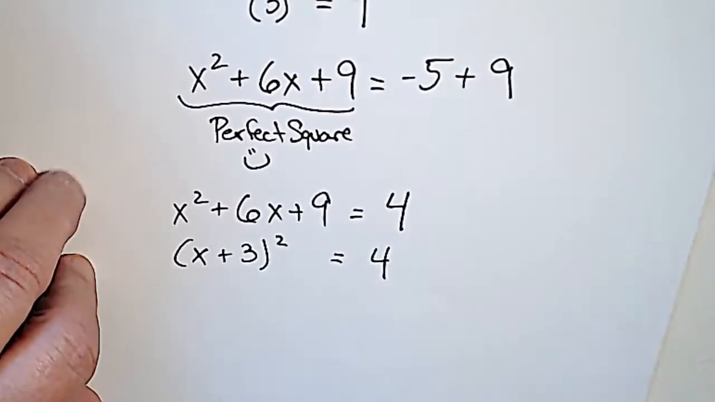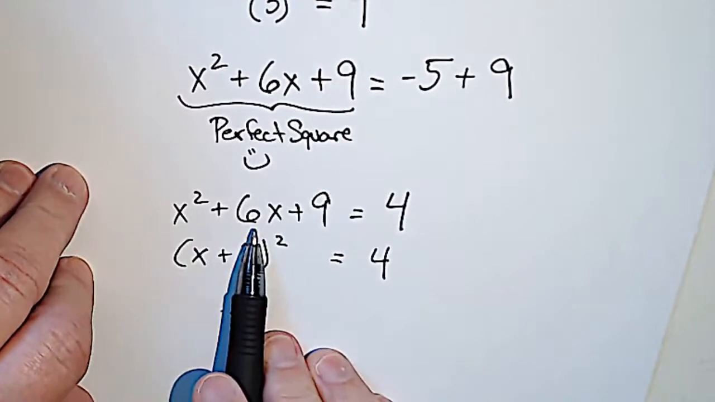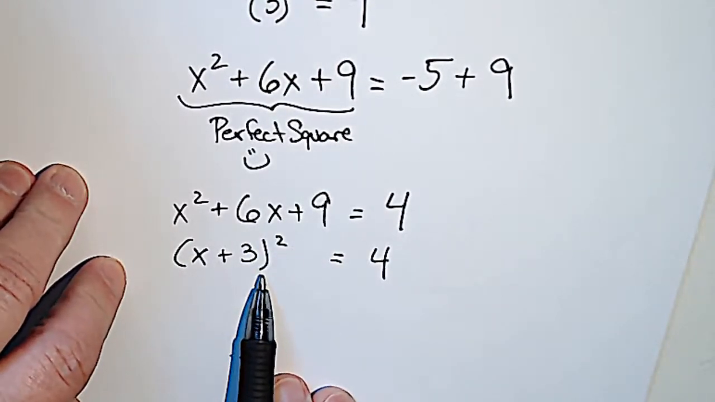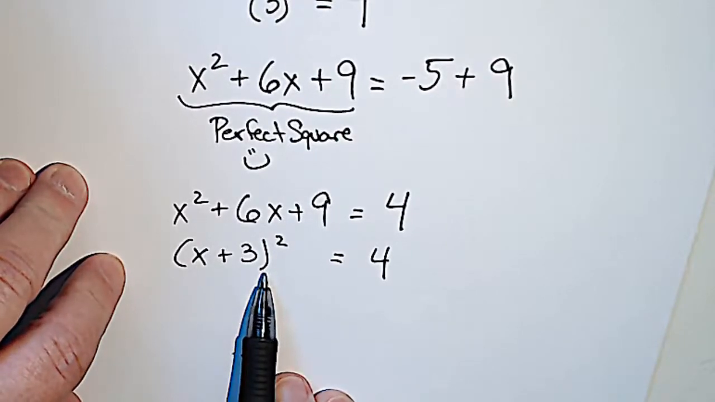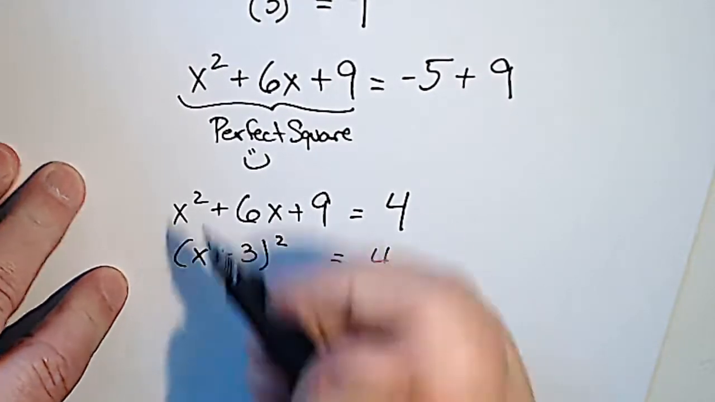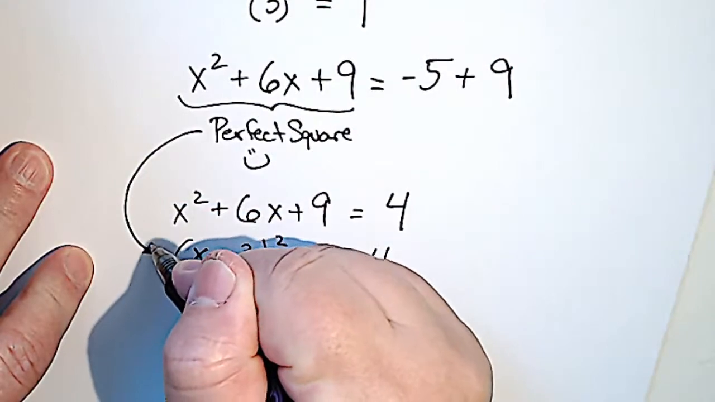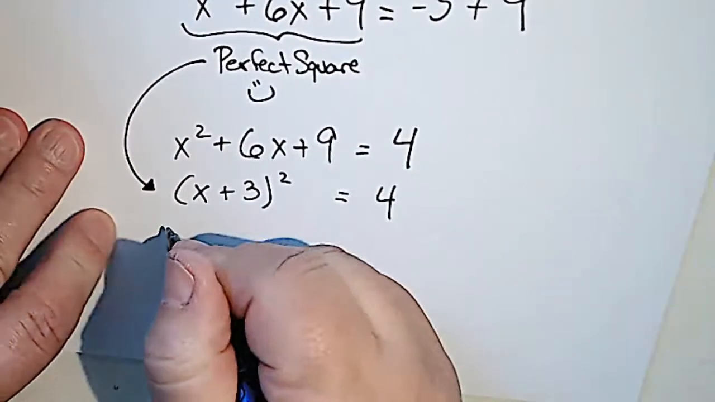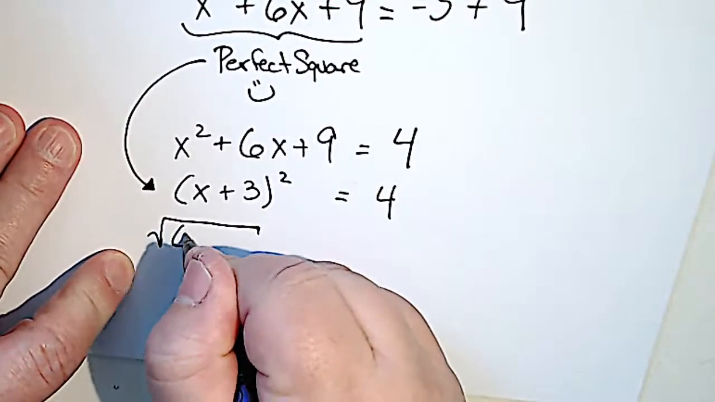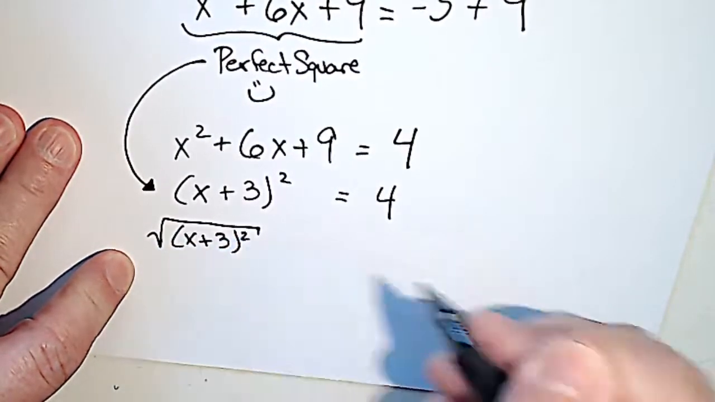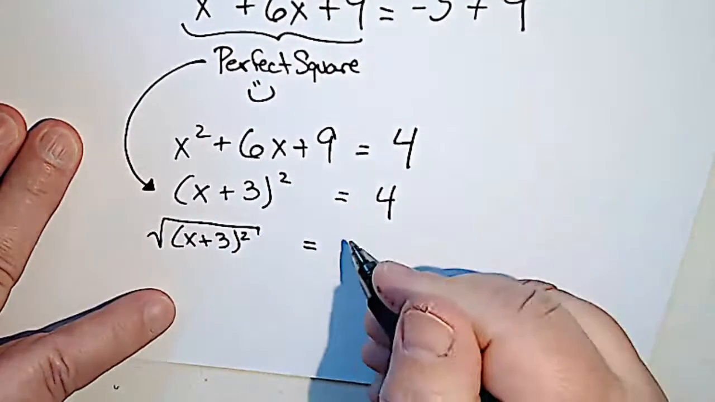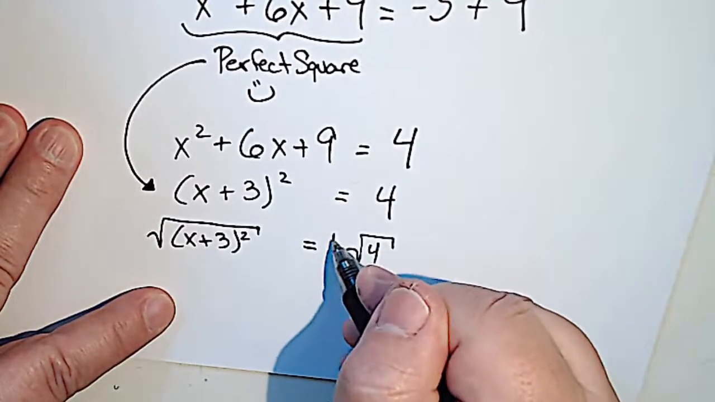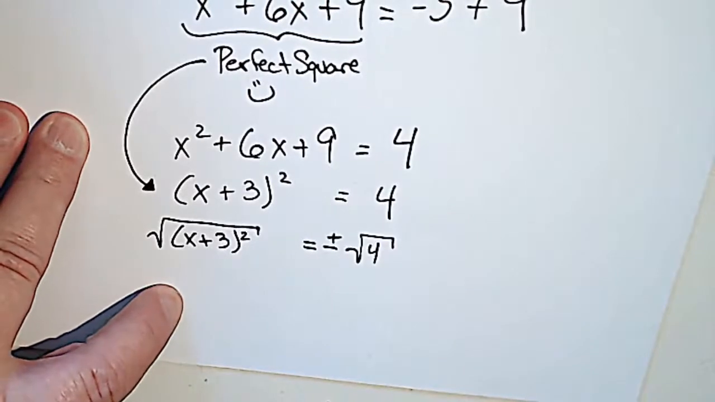17 shouldn't even be a number. It should be embarrassed. X squared plus 6x plus 9, I claim, factors into x plus 3, the quantity squared. So once I've got a perfect square over here, look at that beautiful thing. I square root both sides. Now, let's see if I can get this right this time. You know, 5 times out of 3, I'm generally going to get it wrong. I square root both sides, and I add in a plus or minus.